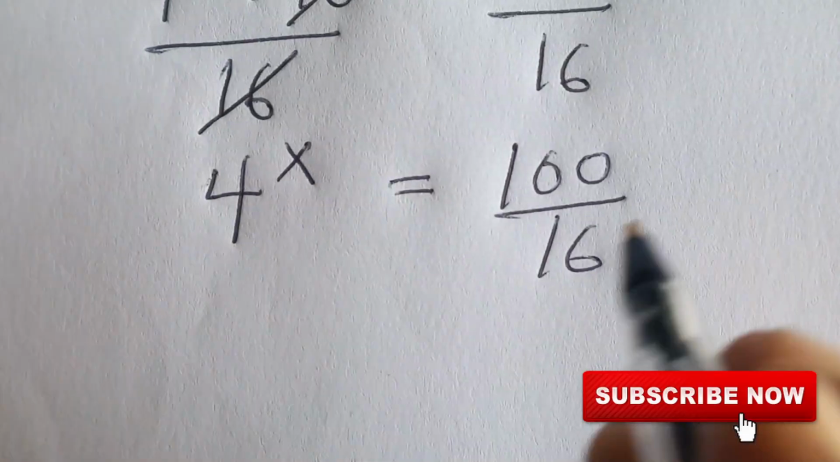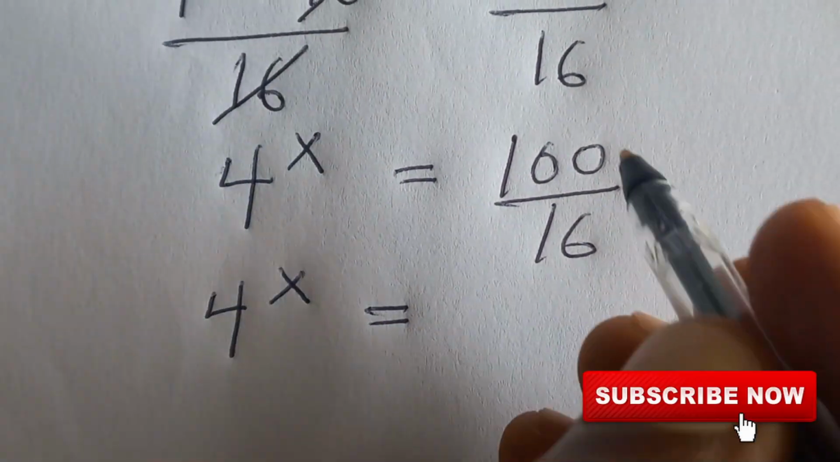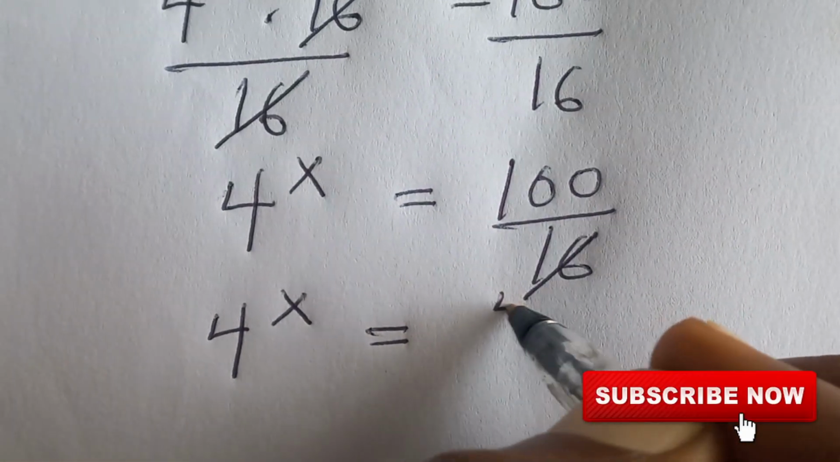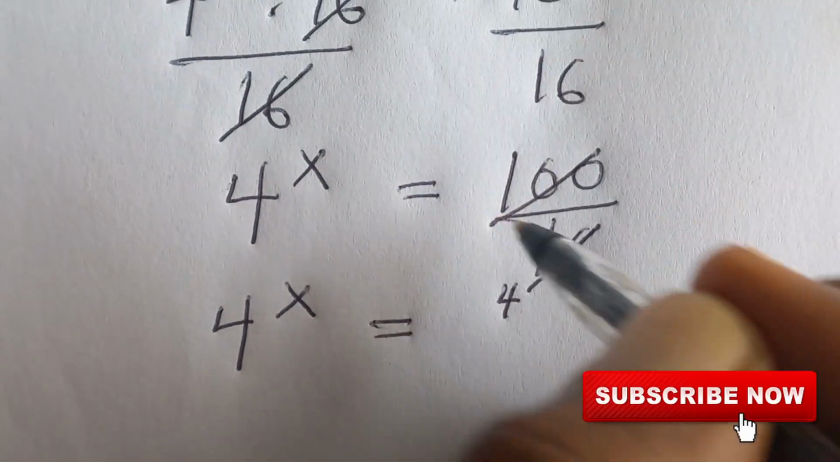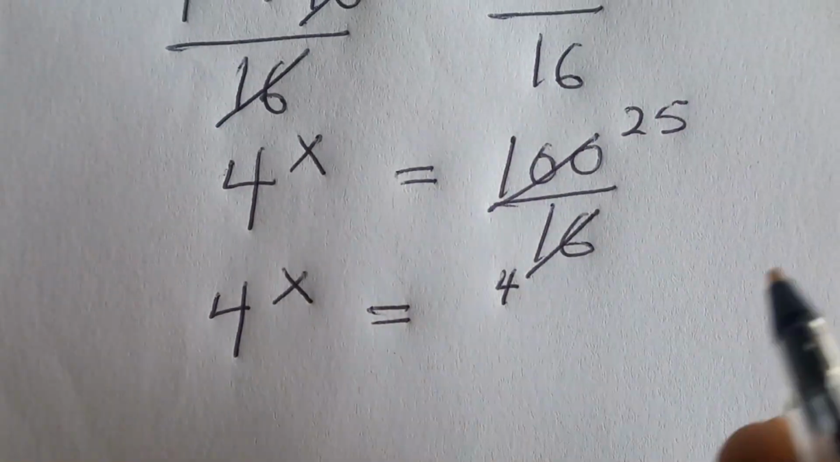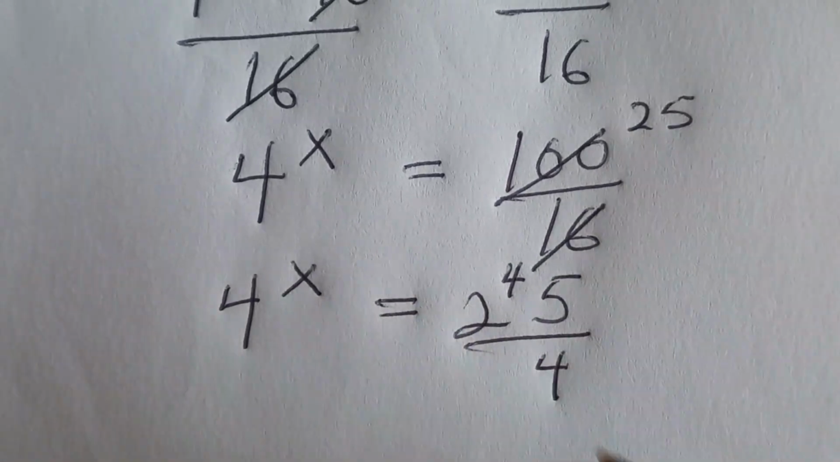Okay, 100 over 16. So our 4 exponent x is equal to, now 4 goes into 16 4 times and goes into 100 25 times. Okay, so we are going to get 25 on 4.